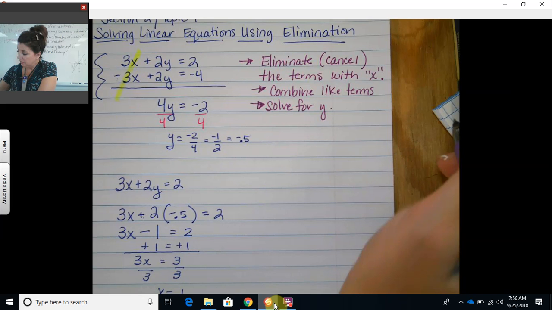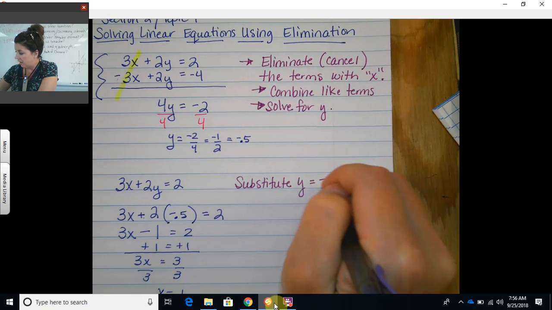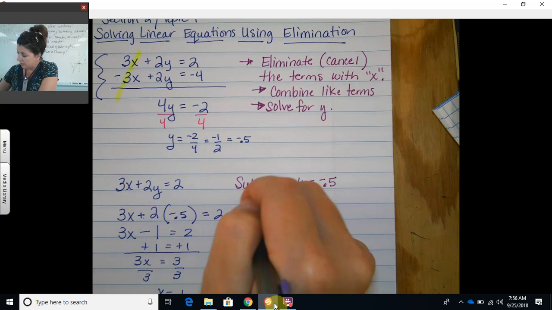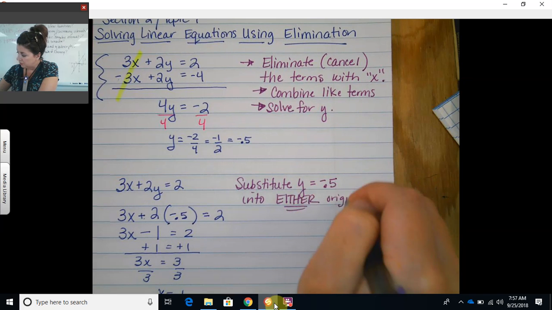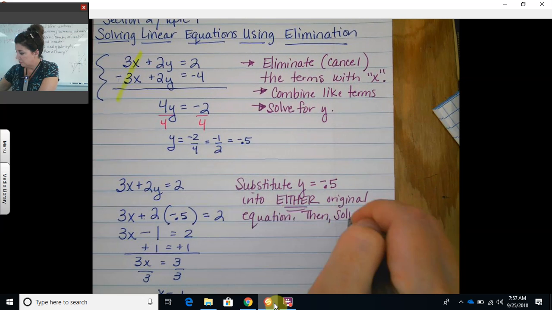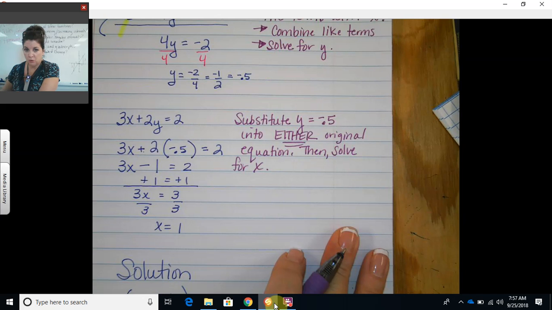And then down here, substitute y equals -1/2 or -0.5 into either original equation, then solve for x. And then write your answer as an ordered pair. I'm going to write that by the solution.